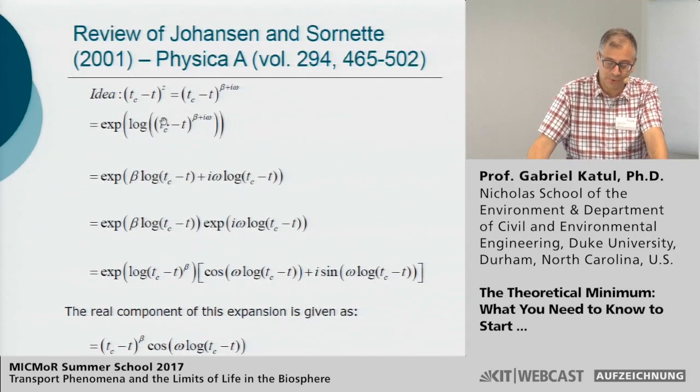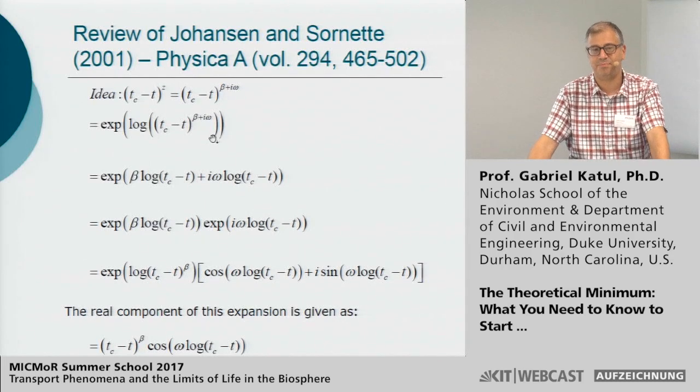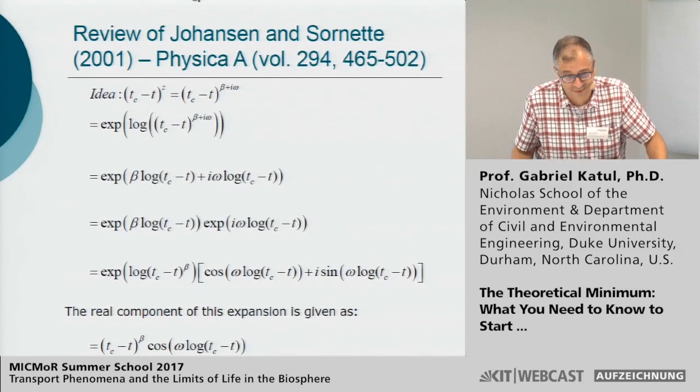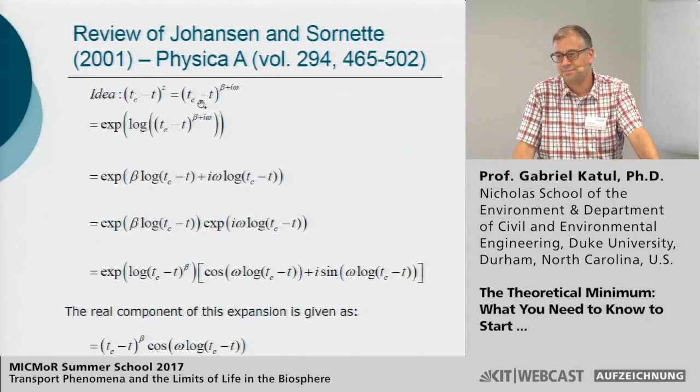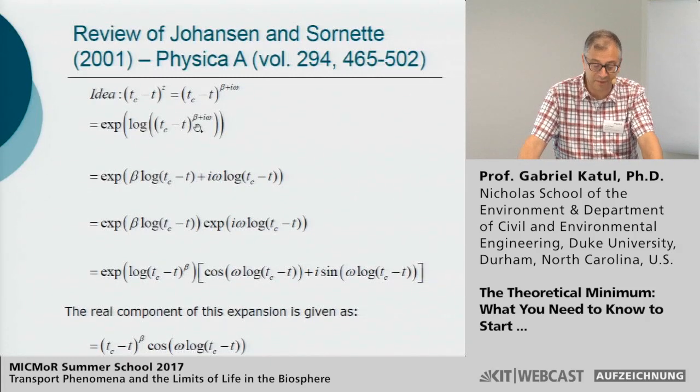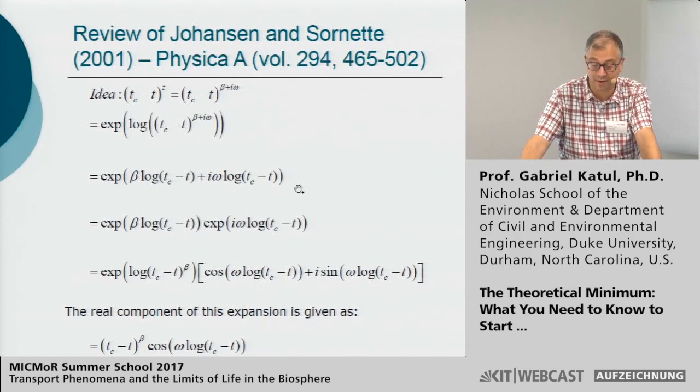Then what you do is you write this quantity here as the exponent of the log of that quantity. Basically, we have just used the obvious fact that if you have a number, you take its logarithm, then you exponentiate the outcome, you get back the same number. 5, log 5, e to the log 5, you get back 5. Then what he did is he used the well-known property of the log that log x to the a is a log x. And then he basically separated this a into its real part and its imaginary part. So you have the beta log of tc minus t and the i omega log of tc minus t. This is all in the exponent, yeah?